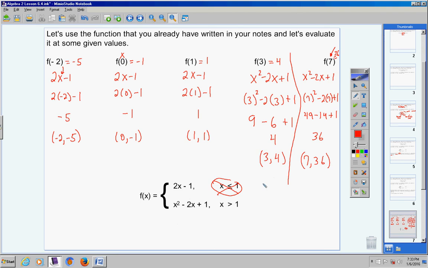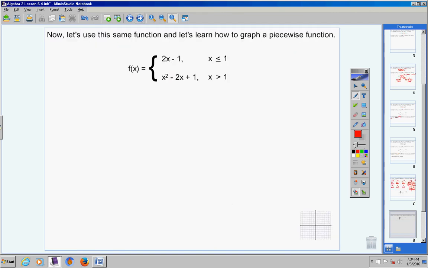So I hope that you're understanding this. Evaluating is the easiest part of what we're going to do. Graphing is where it gets a little challenging. I'm not going to lie to you, okay? That's where it gets a little difficult, alright? But the main thing you've got to realize, and where students get confused on evaluating, is making sure they put the number into the right function in the piecewise function, okay? Alright, moving on. Now, let's go ahead and use the same function and let's learn how to graph a piecewise function, okay? So the first thing you do when you're graphing piecewise functions is you break it up into pieces, alright?